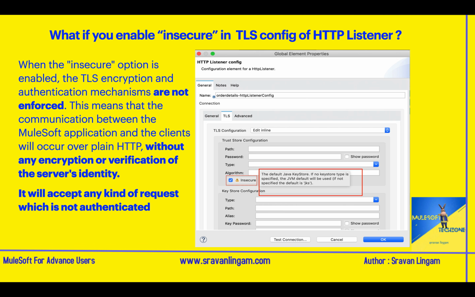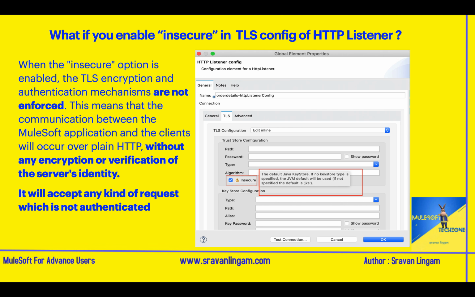So what will happen if you enable this insecure option? The HTTP listener accepts all kinds of requests, which are not authenticated. In the previous tutorial, in topic 3, we discussed that TLS is a secured way of transmitting data between client and server. What if it is not secured? We already discussed that attackers might be able to view the information you are sending from client to server. That's the reason we use TLS. So if you are using the insecure option, anyone can send a request and your listener will accept it, including requests which are not authenticated.